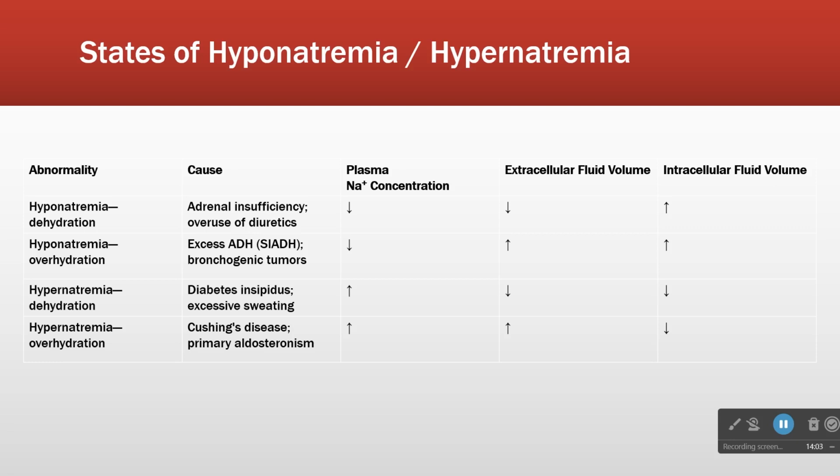Another way you get this, bronchogenic tumors, some tumors secrete ADH. You know how we talked about that in neoplasia, how some tumors will produce biologically active molecules. This is an example of that. Okay, so sodium concentration in both cases is low. That's what hyponatremia tells us.